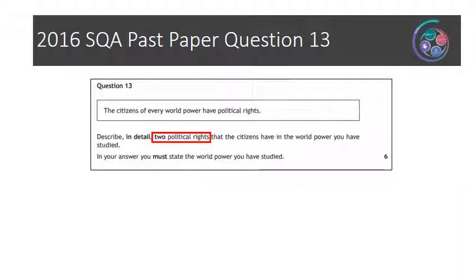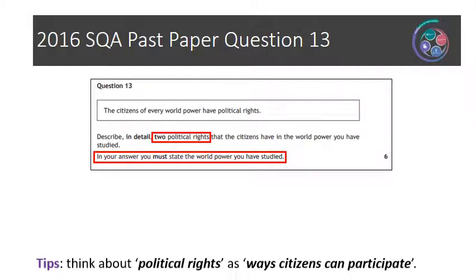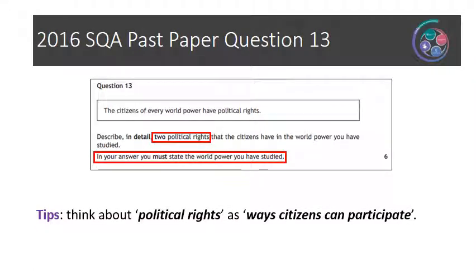Here the question is mentioning that you need to give 2 political rights, therefore 2 P paragraphs. And the question is also clearly stating that you must state the world power you have studied. So for example, you may miss out on marks if you do not mention that the world power you have studied is the USA, or is China, for example. One tip about this particular question is to think about political rights as ways citizens can participate in politics.